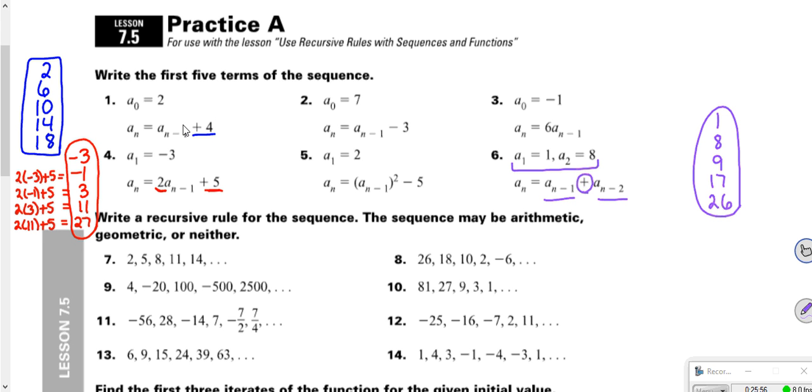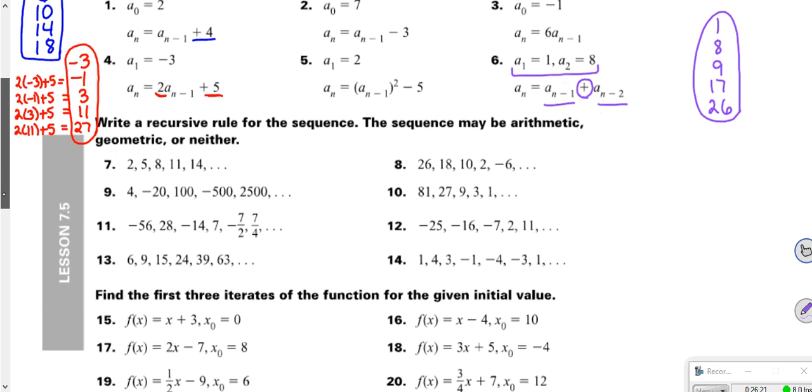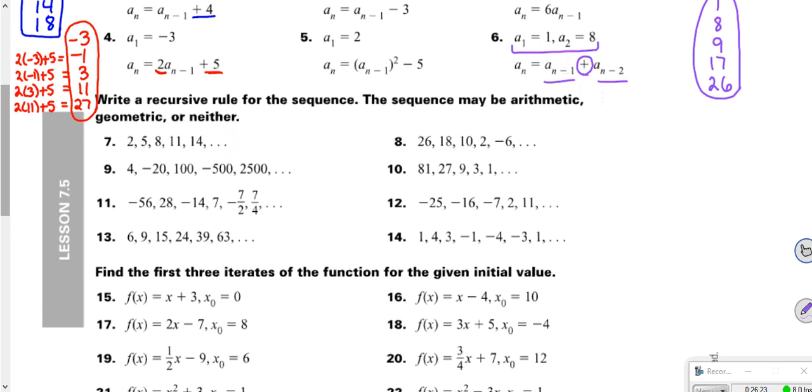Now, I don't know why I'm writing them vertical instead of horizontal. It really makes no difference. I think I started off writing them vertical thinking I was going to have to write the formula next to it like I did on number 4, but I think those were easy enough to see. Okay, 7 through 14, write a recursive rule. So now we're not writing the terms, they're giving us the terms, we have to come up with the rule. It says the sequence may be arithmetic, geometric, or neither. So we've got to kind of look at some of these.